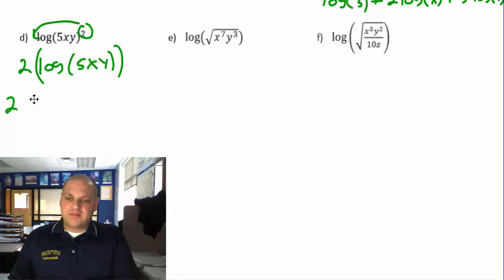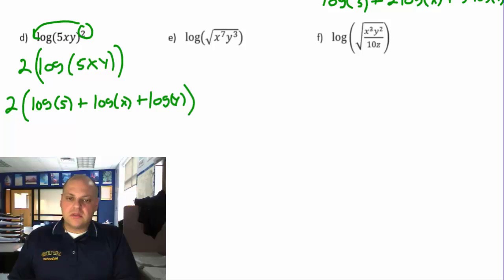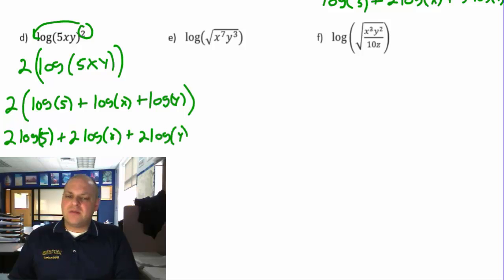So it's 2 times the log of 5, just like number 1, or letter A rather. Log of 5 plus the log of x plus the log of y. But see how that 2 applies to the whole thing because it was in parentheses. So now we can distribute the 2 and make it 2 log 5 plus 2 log of x plus 2 log of y. And you don't have to do that, but you'll see in these other examples where you're going to want to.